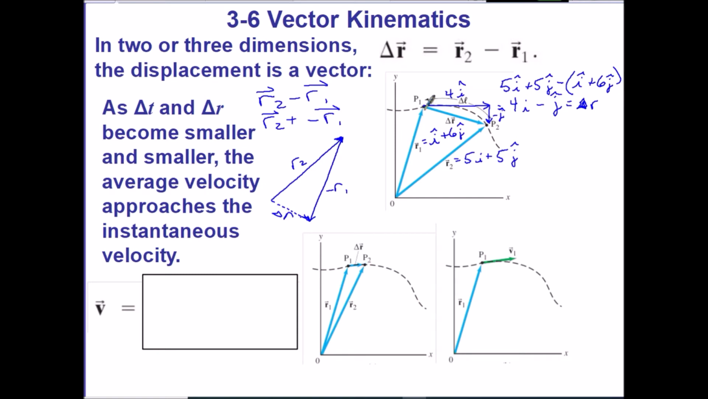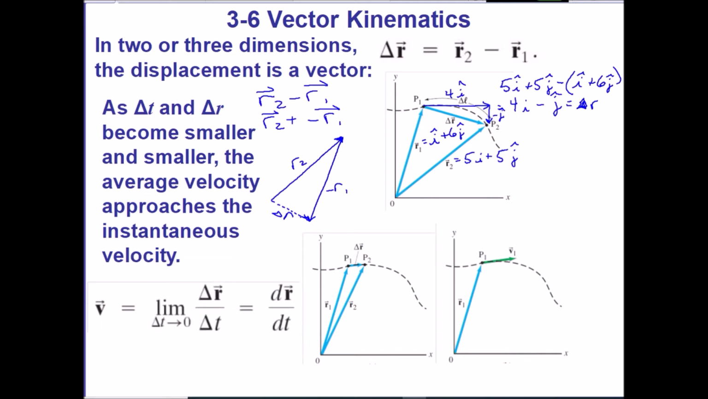So instead of me considering P1 to P2, I'm just going to shrink that time interval and consider what happens to the instantaneous velocity as I let delta t approach 0. So as I take the limit as delta t approaches 0 of delta r over delta t, I get dr/dt, and that represents the instantaneous velocity of that motion.